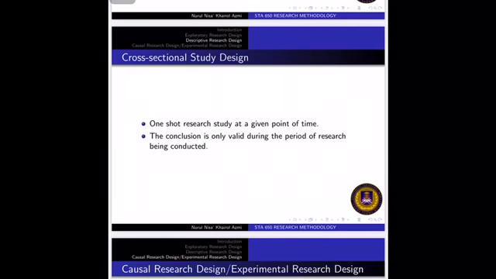Cross-sectional study design, this is quite common. Cross-sectional study design is one-shot research, a study at a given point of time. So when you do a cross-sectional study, the conclusion is only valid during the period of research being conducted. Contohlah macam you buat pasal depression among student during MCO. So you collect data daripada bulan Mac 2020 sampai Jun 2020, so the conclusion or the result that you get from the analysis is only for that particular period.